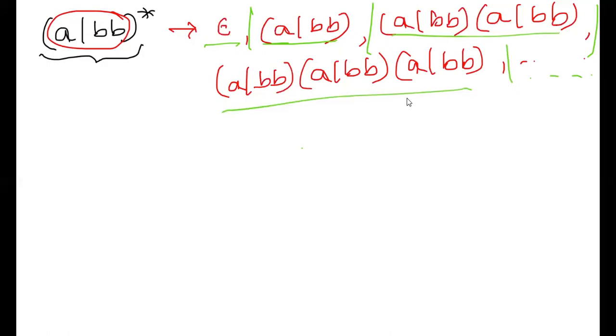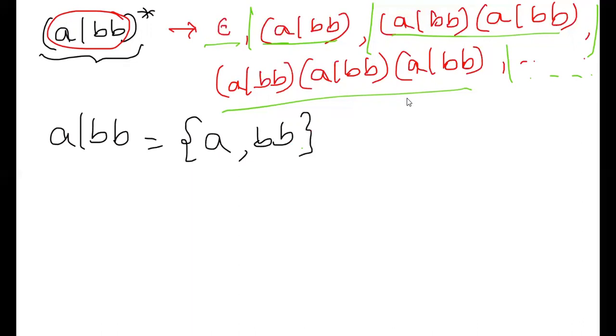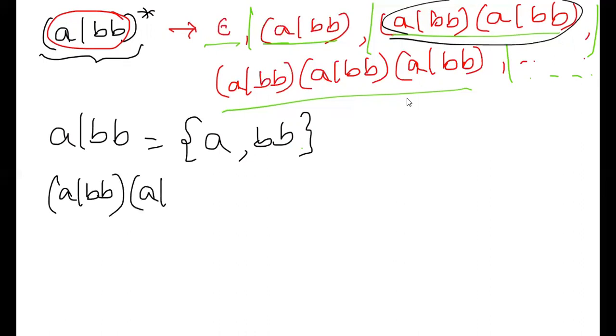So if we take the first one out here, which is A or BB, this is quite simple. This is the set. I'll write in one step, A or BB. Then comes the second one, that is this one here, that is A or BB followed by A or BB.